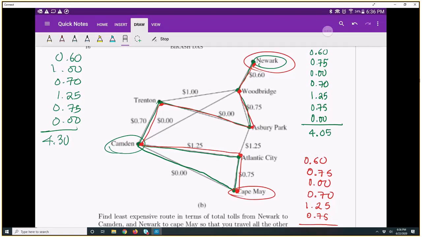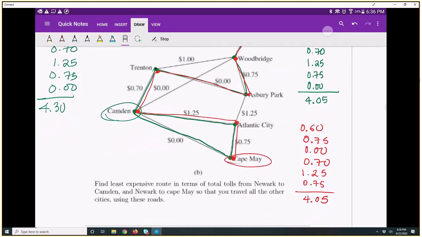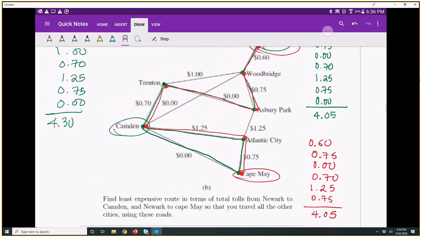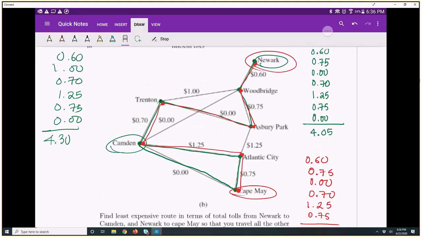So this is the cheapest way to get from Newark to Cape May by visiting all of the cities. And we were able to find it using the cheapest neighbor algorithm. And in this case, it was actually the same price to travel to Cape May as it was to Camden, even though the trip would have been a longer distance, as we saw in the previous exercise.